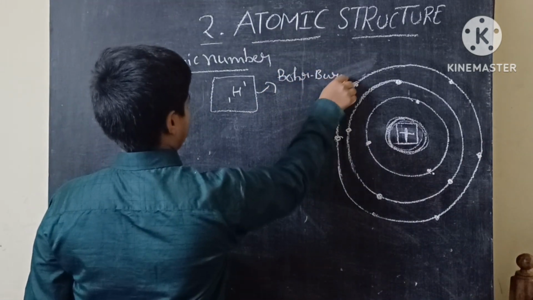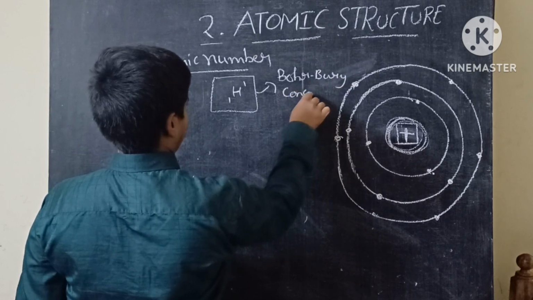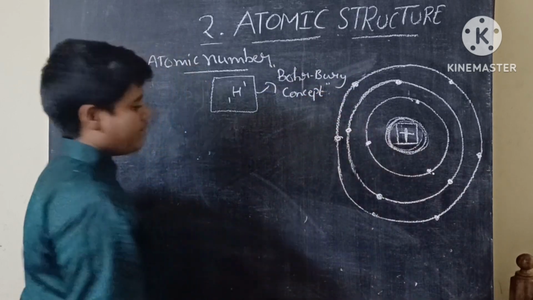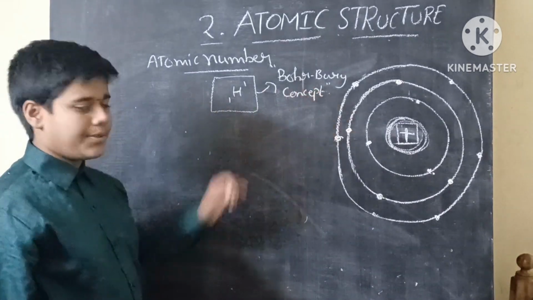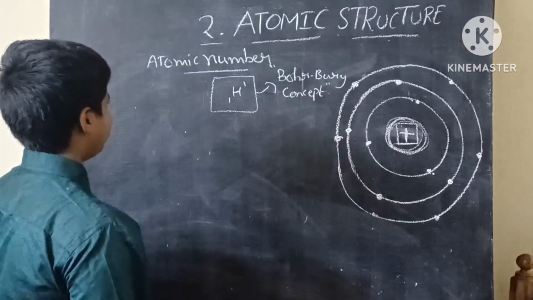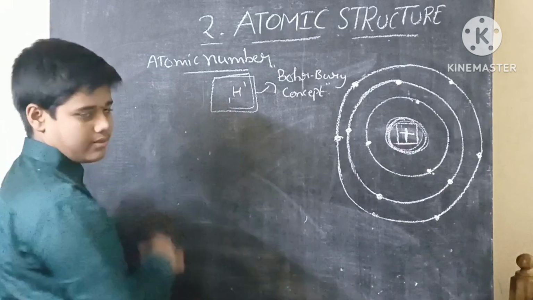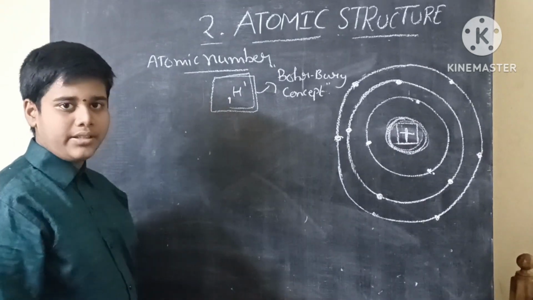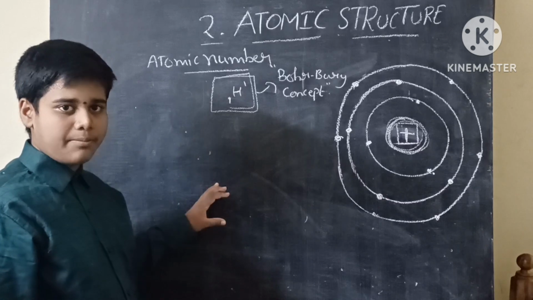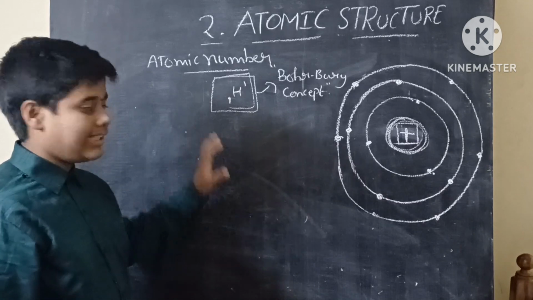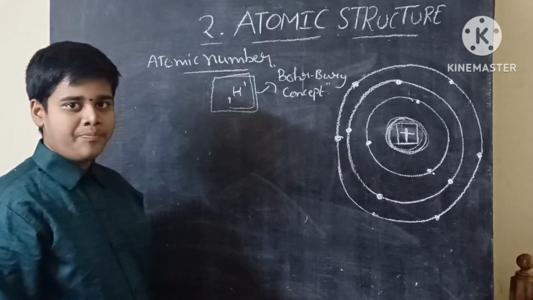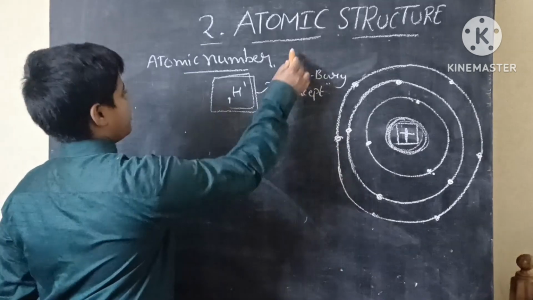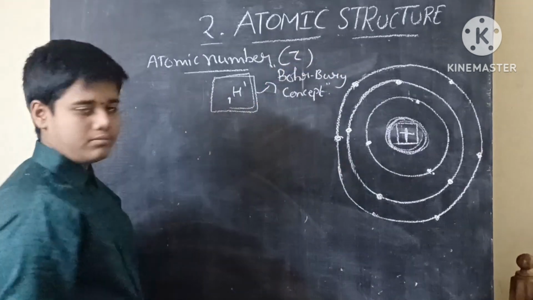Okay, so this is Bohr-Bury concept. I will explain again what is about Bohr-Bury. So let me see about what is atomic number. Atomic number means first element, second element, third element, like that, those numbers, serial number of all the atoms up to 118. So those are called atomic number. Okay, this is represented with Z.